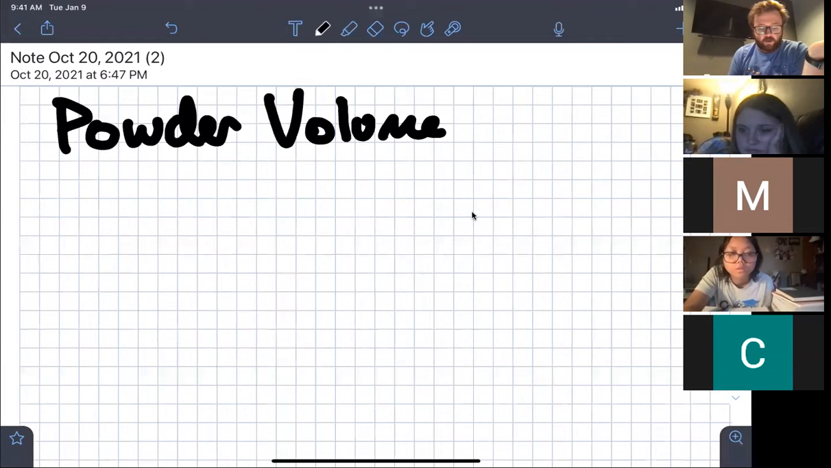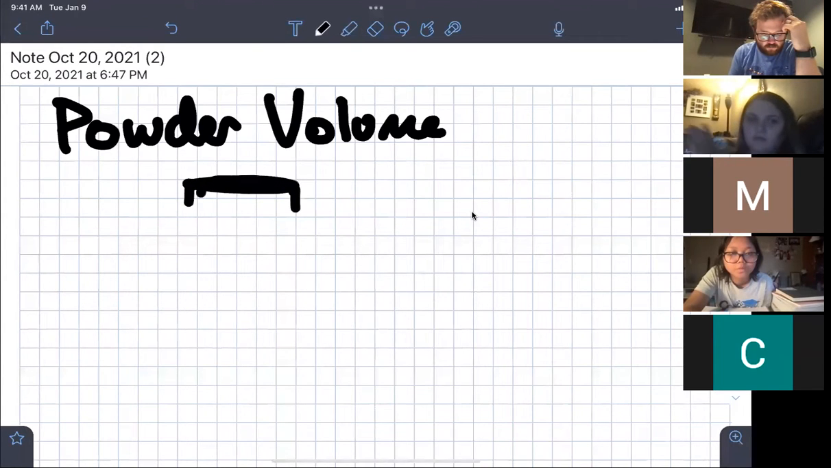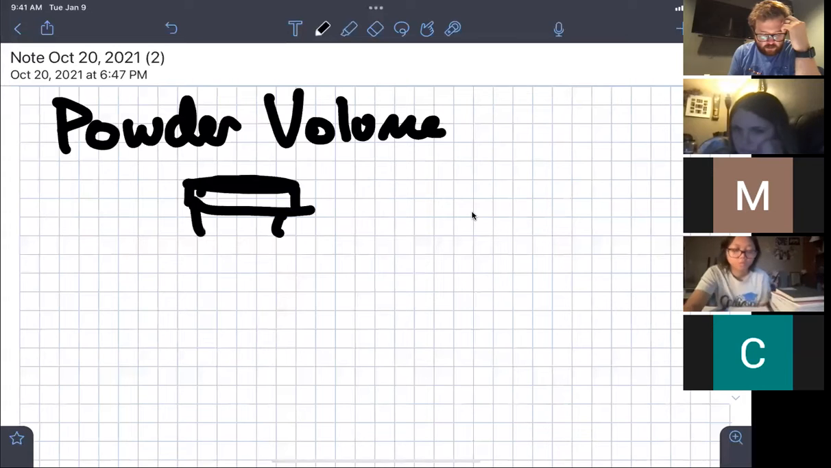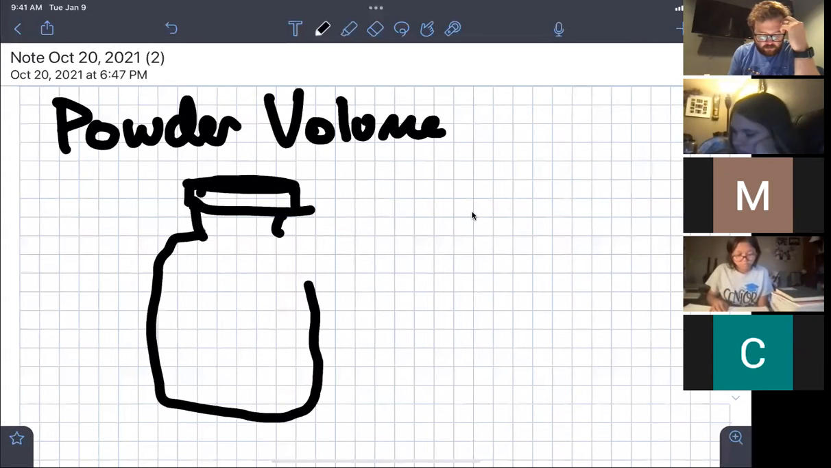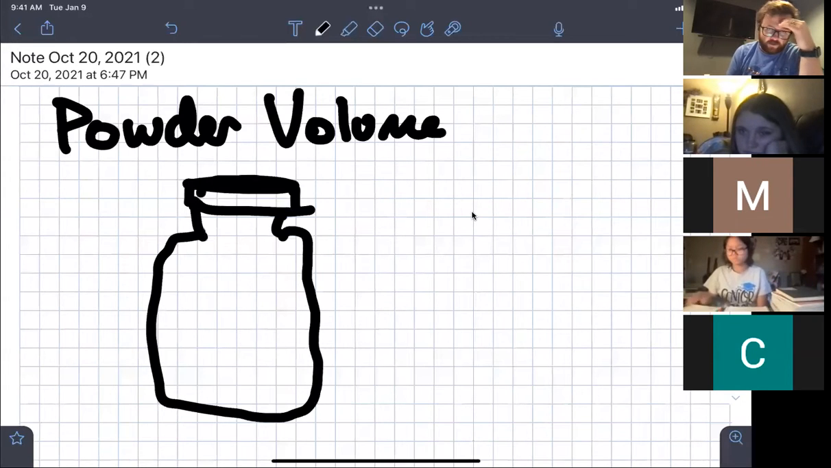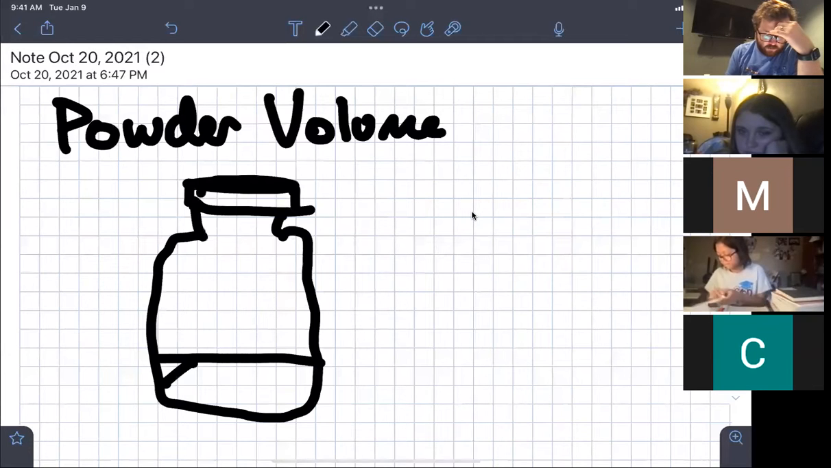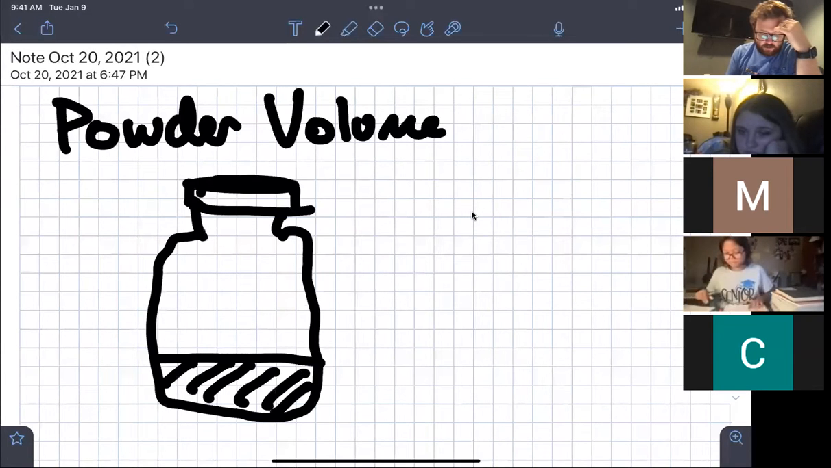Specifically, where will I find this powder? You can either say it or type it out in the chat. In the vial. So I'm going to draw my beautiful picture of a vial, right? Terrible. So usually drugs will be supplied in powder form.